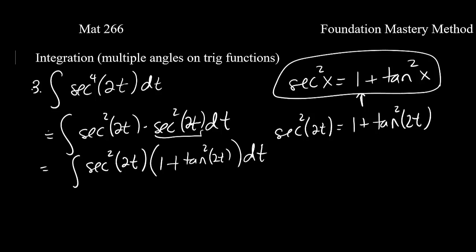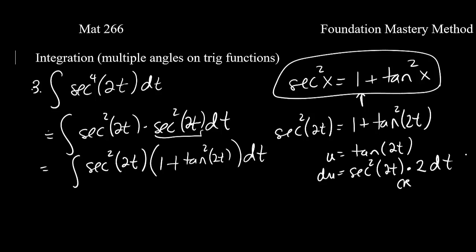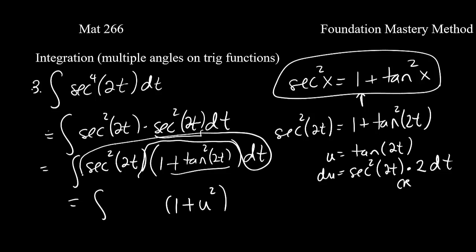And now we're ready to do a u substitution. We can let u equal tangent of 2t. Then du will equal secant squared of 2t times, because of the chain rule, 2 dt. And let's see what happens when we make our substitution. Well, here we have 1 plus u squared. What remains here is secant squared of 2t dt. And secant squared of 2t dt is 1/2 du.